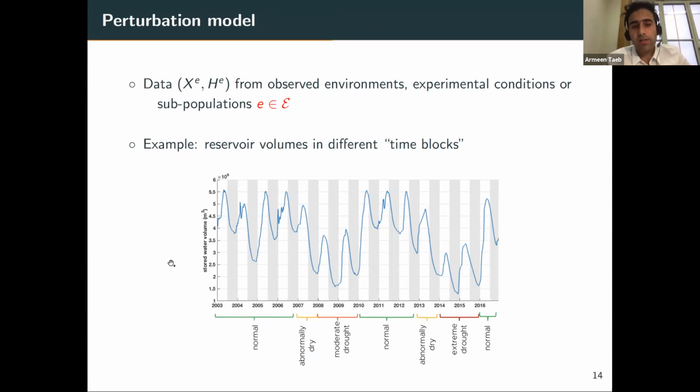Perturbations can be viewed as changes in management. As a result, environments can be thought of as different time blocks in the reservoir data set, where the drought conditions have changed, and as a result, management has changed. For example, one environment could be the normal period where there's a good amount of rain. Another one could be an abnormally dry period, moderate drought period, or extreme drought period. So in the setting of reservoirs, these environments occur very naturally. If you have some domain expertise, you can really categorize the data into these different environments. But more generally, you potentially have to use other techniques like change point detection or clustering to determine what your environments may be given a data set.